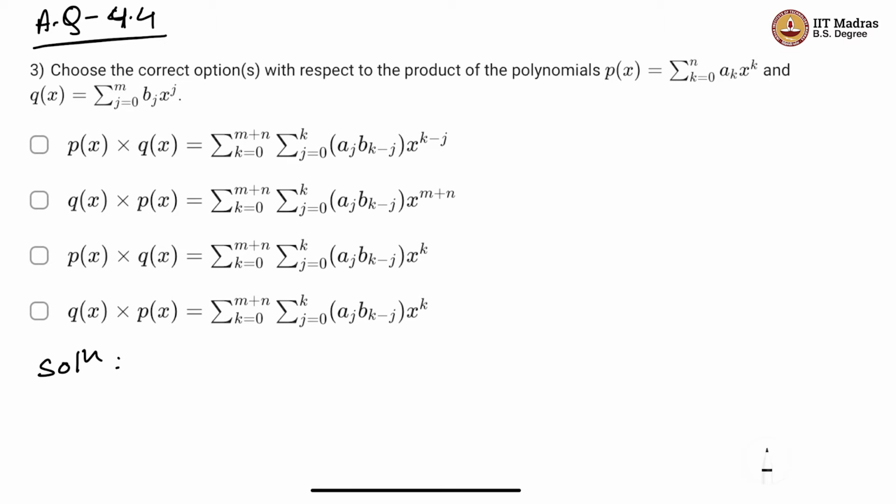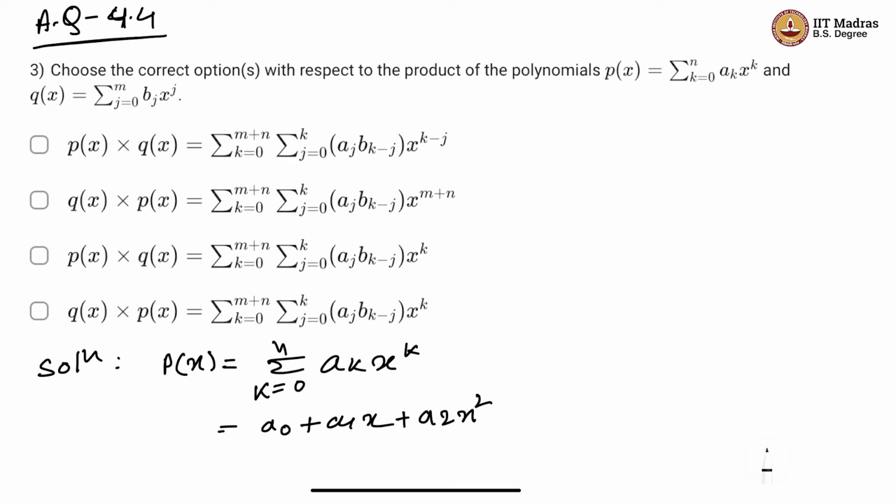Let's now solve activity question 4.4, question number 3. So, what's given in the question? Choose the correct options with respect to the product of the polynomials p and q. So, what are p and q? We are given p(x) equals summation k equals 0 to n of a_k x^k, so we can expand the form as a0 plus a1x plus a2x squared up to an x^n.